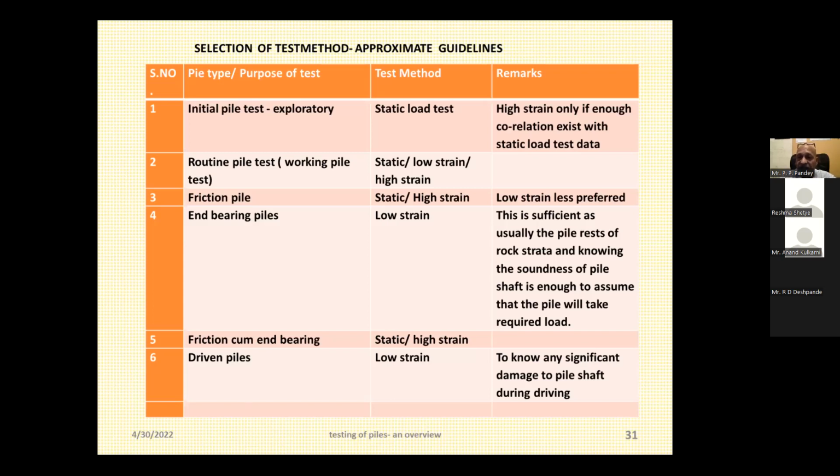For driven piles, again we can go for low strain because driven piles are usually, if precast, then the quality is already known. We have to know only if any defect has occurred during driving down, hammering it, cracks, micro cracks, whether the pile has broken or not. So that's why low strain test is quite advisable for driven piles.